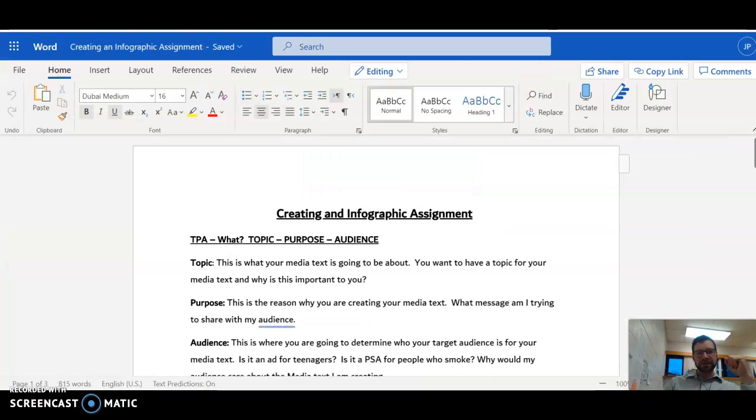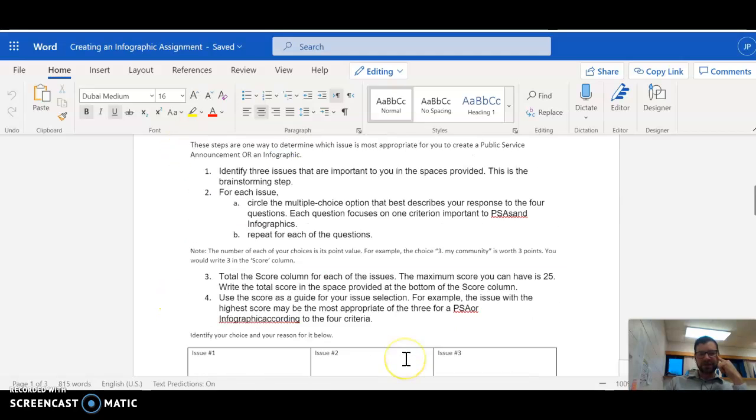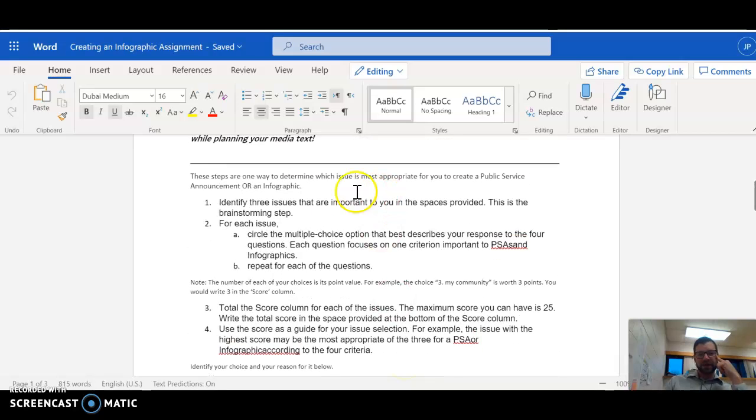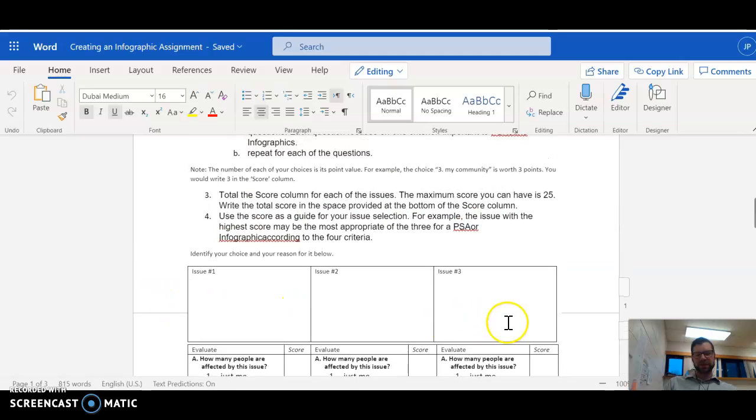Creating an infographic. So you got to have your topic, your purpose, and your audience. These are the three main parts. These steps are one way to determine which issue is most appropriate for you to create your public service announcement or an infographic. So identify 3 issues that are important to you and a space is provided. This is the brainstorming step. So issue 1, 2, and 3.